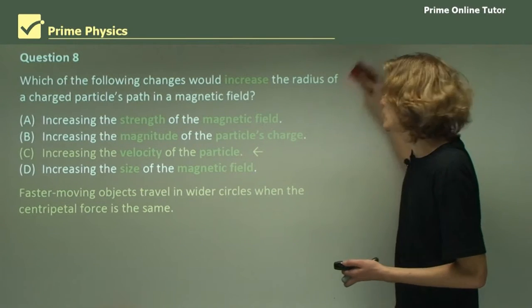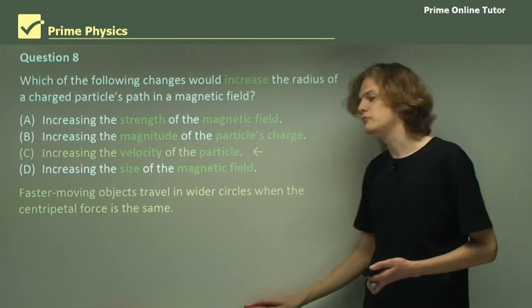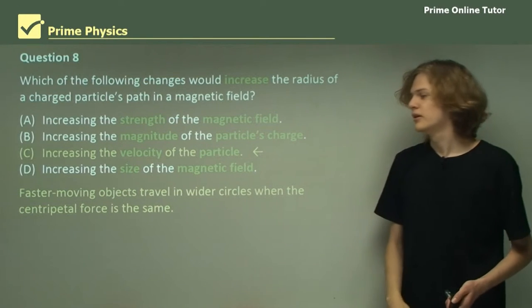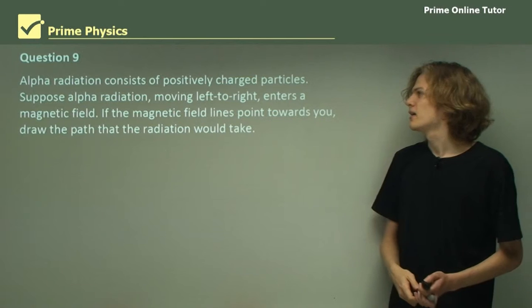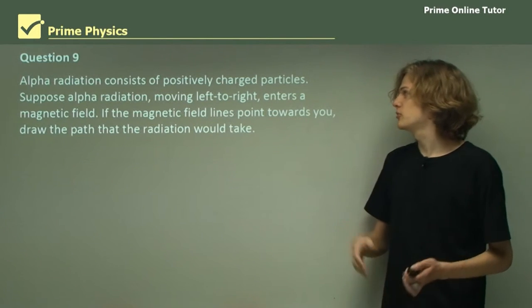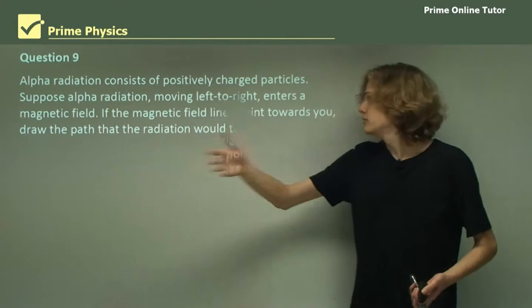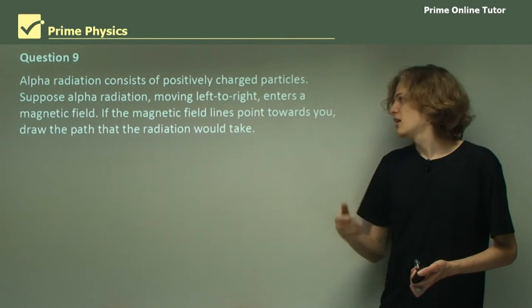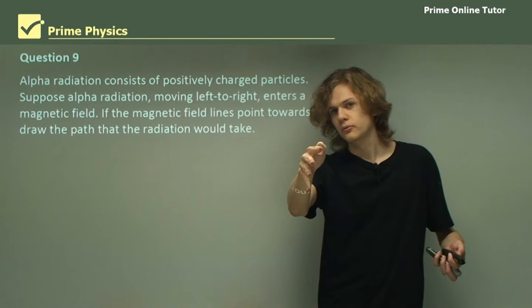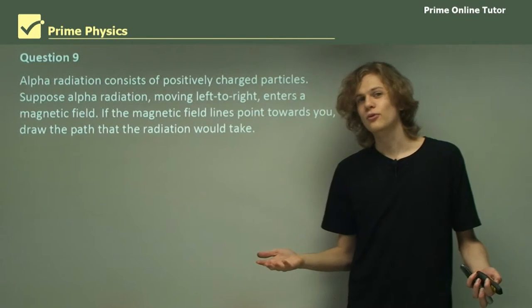Centripetal force is always useful when dealing with objects moving in a circle. On to question 9. Alpha radiation consists of positively charged particles. Suppose some alpha radiation, moving from left to right, enters a magnetic field. The magnetic field lines point towards you, so what is the path that the positive radiation will take?